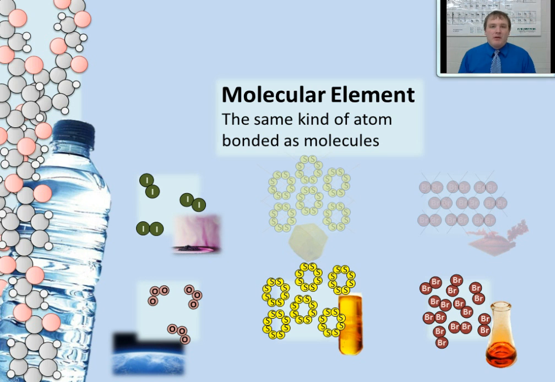So to recap, a molecular element is made up of molecules that have the same atom throughout the molecule. Also, those molecules aren't bonded in a repeating crystal network like a crystal element would be. Instead, those molecules are just their own individual units made up of one type of atom.